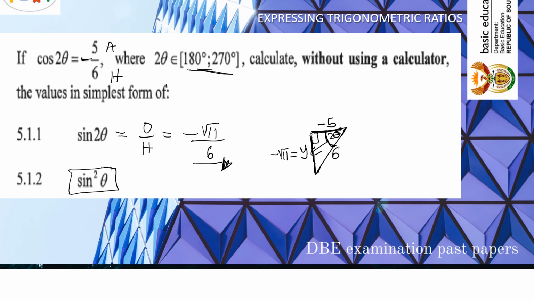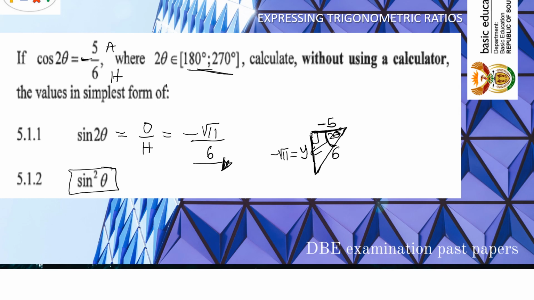Sine squared theta. Look at our triangle. We don't have theta in our triangle. We have 2 theta. How do we solve this one? That's the question. We have 2 theta in the triangle. We don't have theta, right? So with this kind of question, you use your given information, simplify it in a way that you will write it in terms of sine theta, then come and replace, and you get your answer.